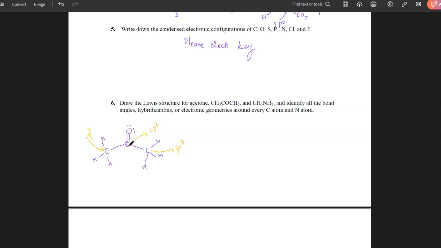The carbon which is sp2 hybridized has a bond angle of 120 degrees, and the electronic geometry is trigonal planar. And all the sp3 hybridized atoms have a bond angle of 109.5 degrees, and they have tetrahedral electronic geometry. So this is tetrahedral, and this one is trigonal.